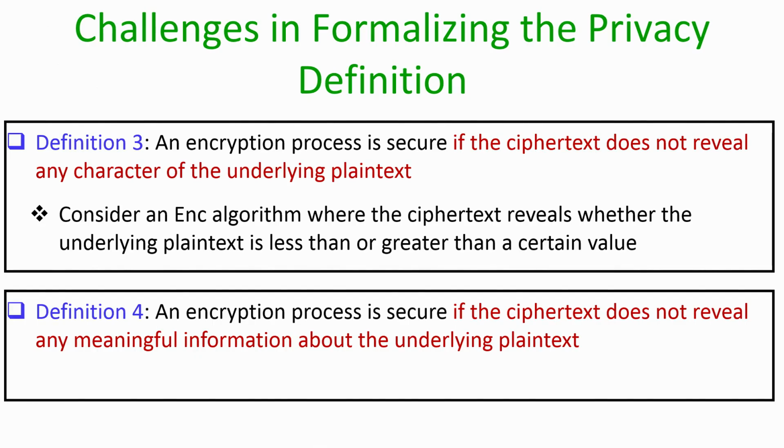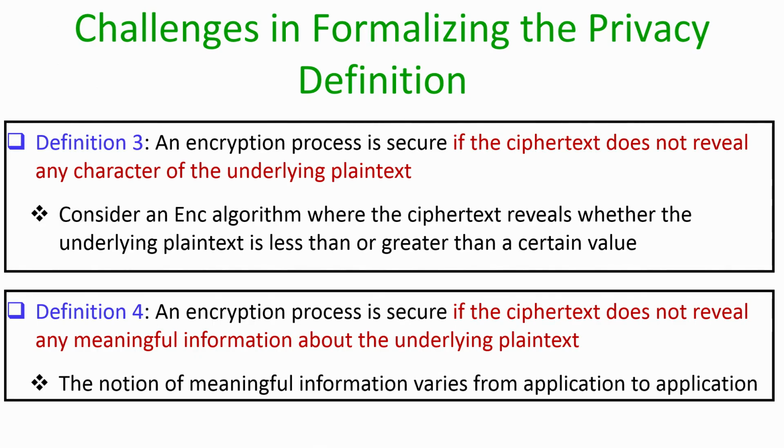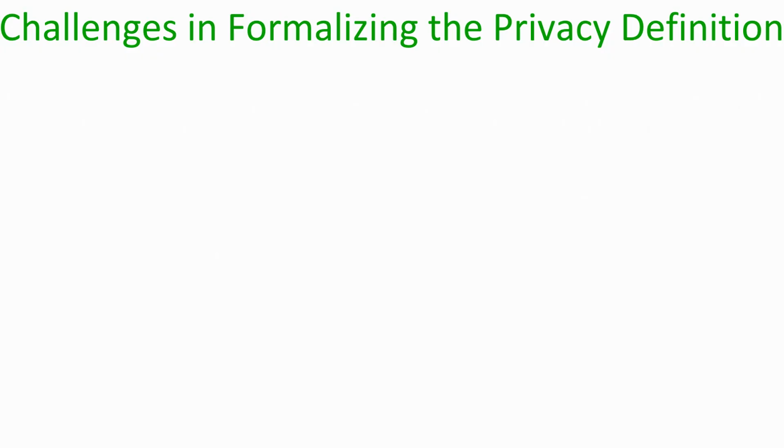Well, intuitively this definition is good, but the problem here is that what exactly constitutes meaningful information varies from application to application. For certain applications, the underlying characters of the plain text might be the sensitive information. For another application, whether the message is less than a certain value or greater than a certain value might be the meaningful information, and so on. So, you cannot exhaustively list down what constitutes meaningful information for a particular application. That is the downside of this definition, and as a result, I cannot take it as a meaningful definition of privacy.